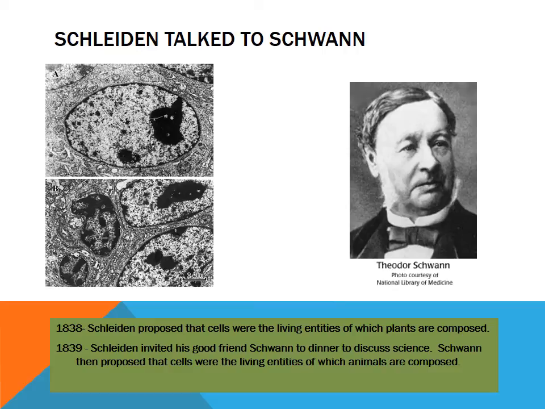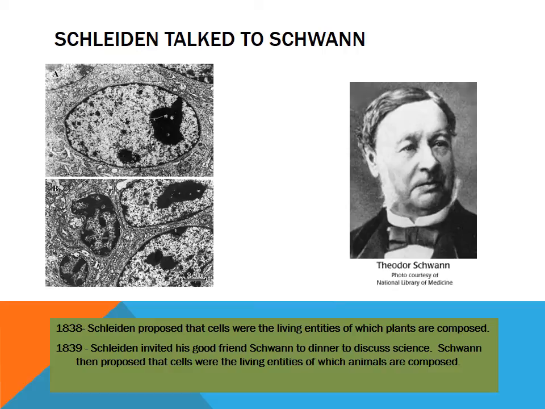After bratwurst and beer, they talked, and Schleiden told Schwann, "Hey, I've seen these dark spots in the cells. I think they're in all plant cells. I think they might be in all cells." Well, Schwann said, "I think you may be right. I've seen those in animal cells. I'll write a paper about it." And then Schleiden said, "No, I'll write a paper about it." And then they raced to publish.